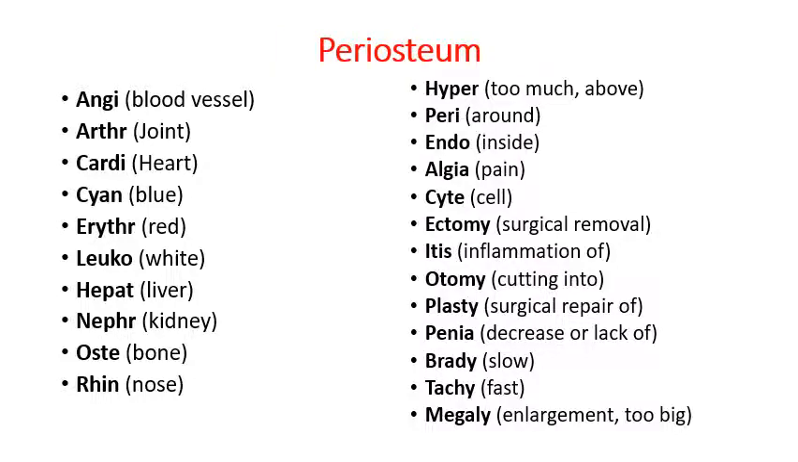All right, okay, what do you think the periosteum is? What does peri mean? Okay, peri means around, and then what does osteo refer to? Bone. Okay, so the periosteum is the name for a membrane that surrounds the bone on the outside, around the periphery of the bone.